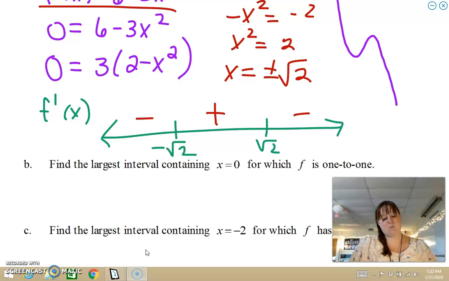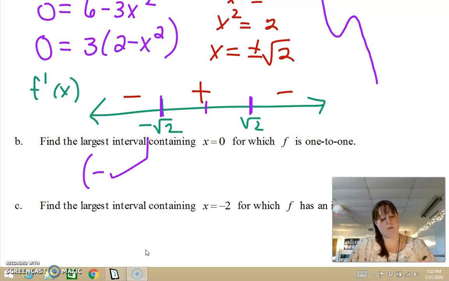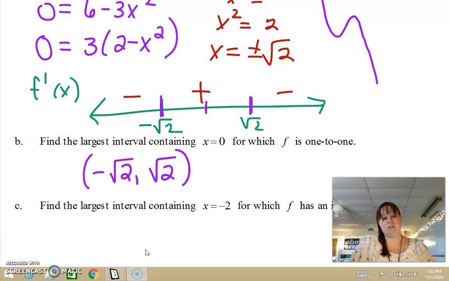So then the next question is, what is the largest interval containing x equals 0 on which f is one-to-one? Well, remember, it has to be strictly increasing or strictly decreasing on this interval. So where are we just increasing? Well, from here to here, we are just increasing, right? And x equals 0 is in this interval. So from negative root 2 to root 2, we are increasing only, which makes it one-to-one.